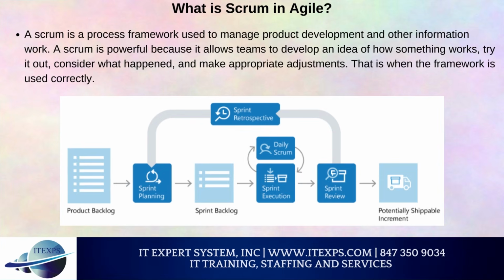6. What is Scrum and Agile? A Scrum is a process framework used to manage product development and other information work. A Scrum is powerful because it allows teams to develop an idea of how something works, try it out, consider what happened, and make appropriate adjustments. That is when the framework is used correctly. The Scrum is structured in such a way that it allows teams to incorporate practices from other structures in which they make sense for the team context.